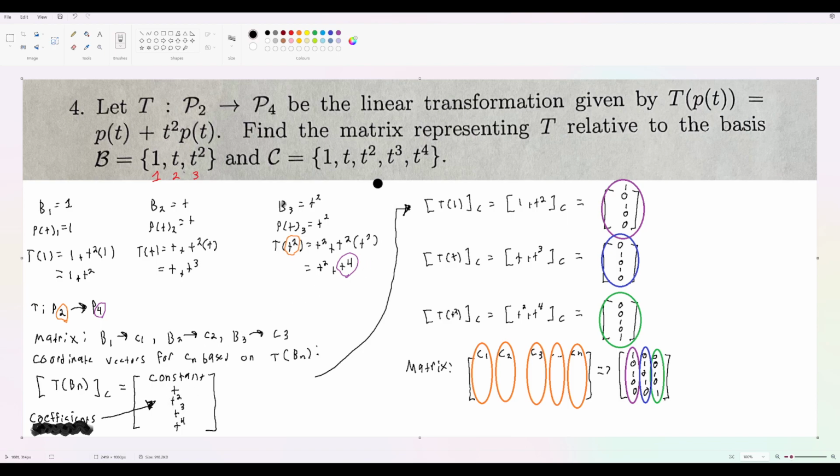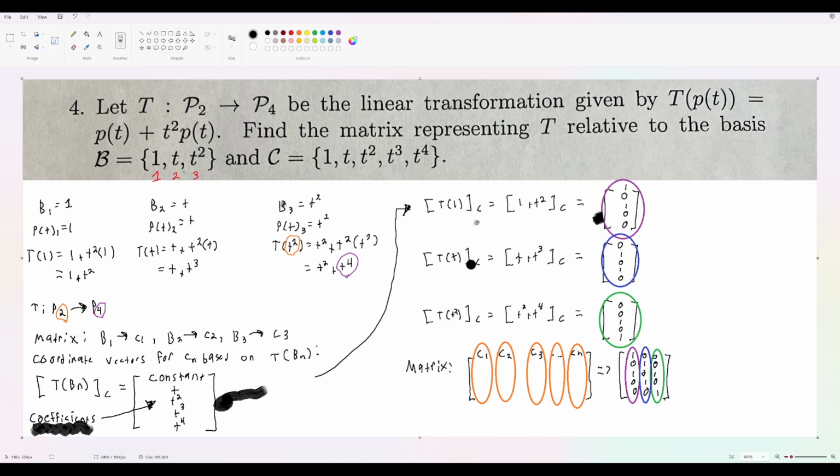Right. So now we're going to find it with respect to C over here. The coordinate vectors for all of them are represented over here. So we're going to do it with our first one, our second one, our third one. T of 1 with respect to C in our coefficient coordinate vector form is just going to be 1, 0, 1, 0, 0, because those are the coefficients with respect to this piece over here.